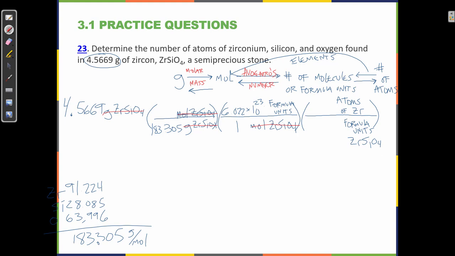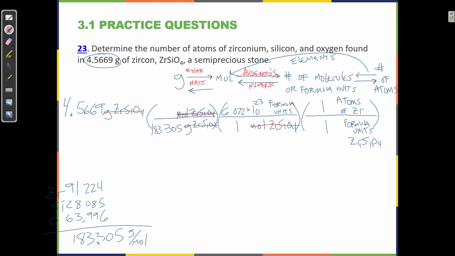So in one of these, when I have one ZrSiO4, how many atoms of Zr do I have? One. And really what I'm asking in another way is, what is the subscript that is associated with Zr in this compound? That tells me for every one of them I have, how many atoms of Zr do I have? So remember, although we don't write the one, we know there's a one here, and there's a one here. So it's Zr1SiO4.